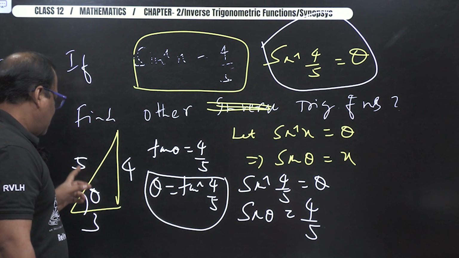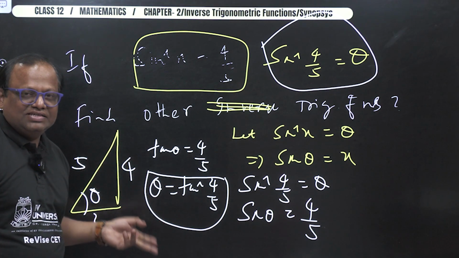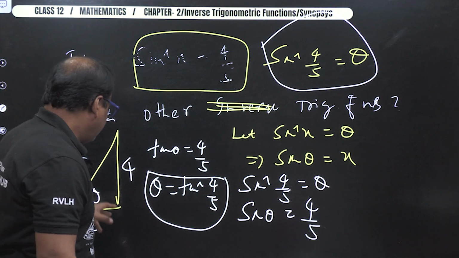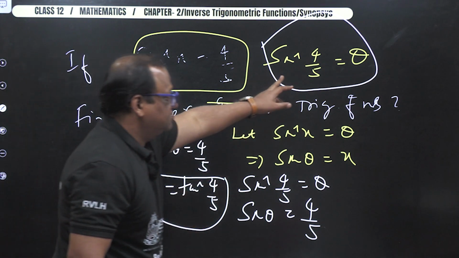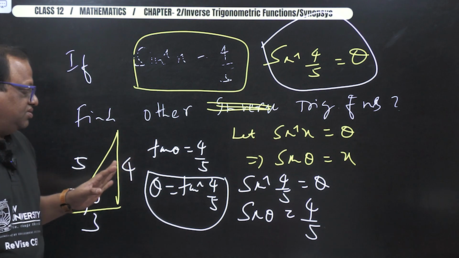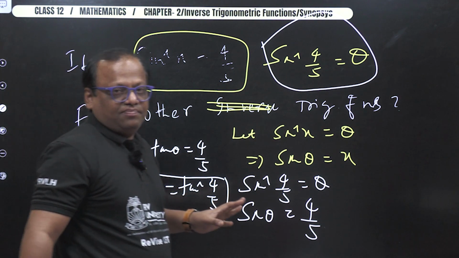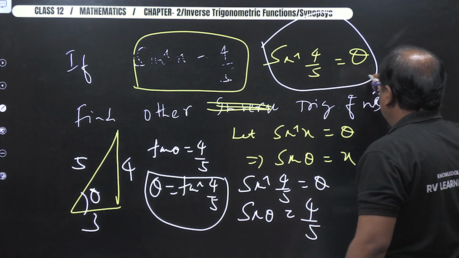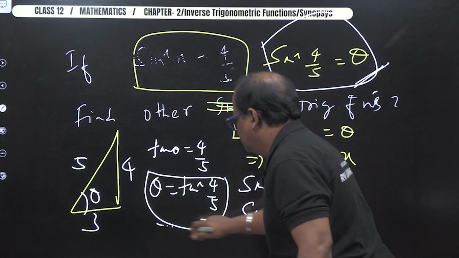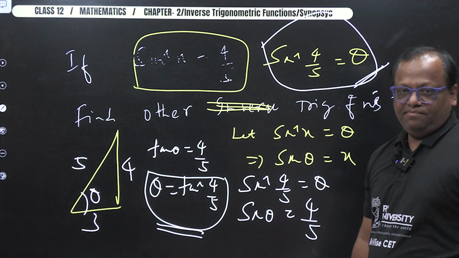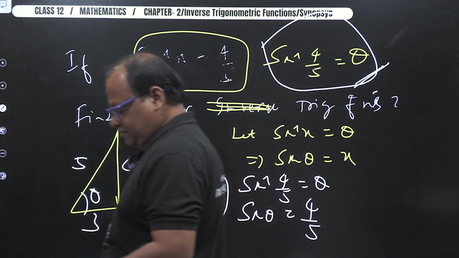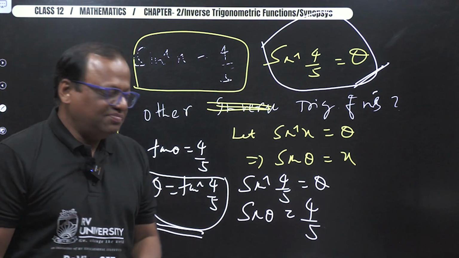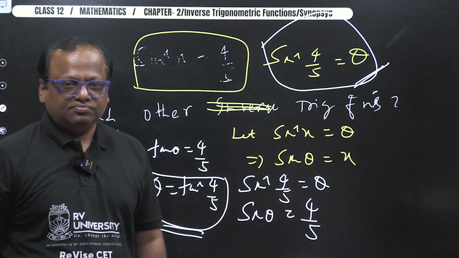Similarly cos theta is 3 by 5. Theta is cos inverse of 3 by 5, which is also same as this. That I wanted to show. That's why I brought this example. Understand, this value and this value are same because they represent the same theta. Fine.